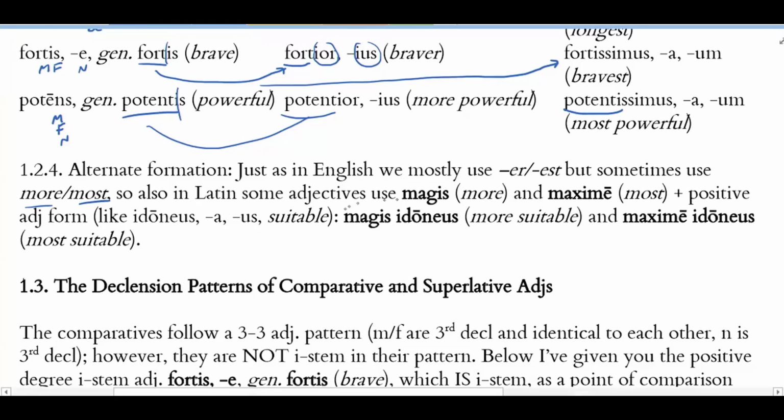And in Latin, we have something similar. You could use magis for more and maxime for most, plus the normal positive adjective form. So you're not going to add ior at the end and magis at the front, okay? You'll use one or the other, but not both. And idoneus is an example, meaning suitable. I could use magis in front of the positive degree form. Magis idoneus, more suitable, and maxime idoneus, most suitable. Okay, so you won't see that often, but you do see it.